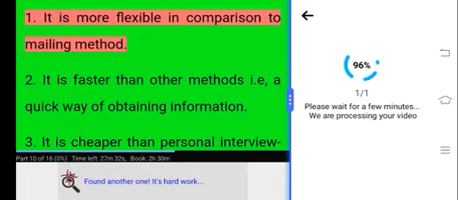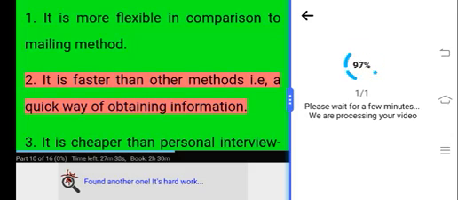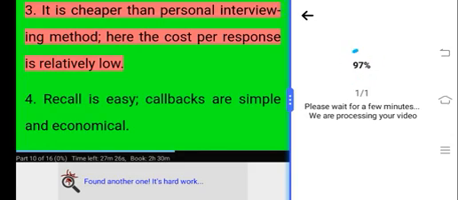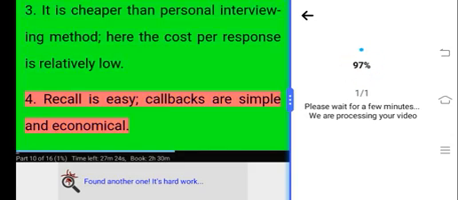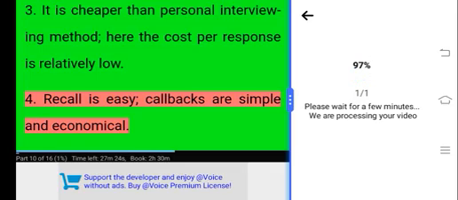1. It is more flexible in comparison to mailing method. 2. It is faster than other methods, i.e., a quick way of obtaining information. 3. It is cheaper than personal interviewing method. Here the cost per response is relatively low. 4. Recall is easy. Callbacks are simple and economical.